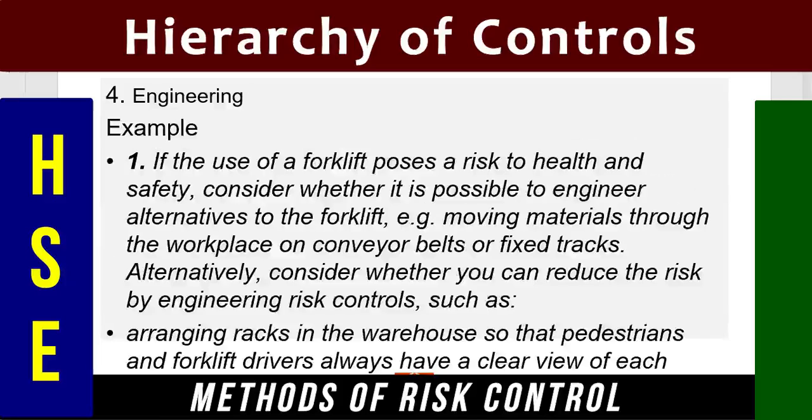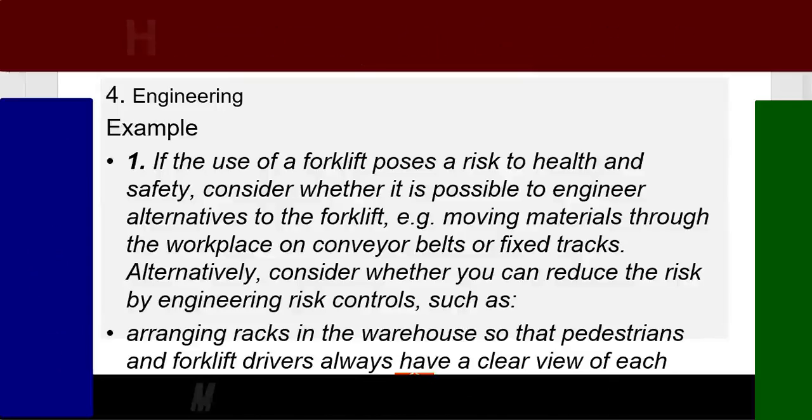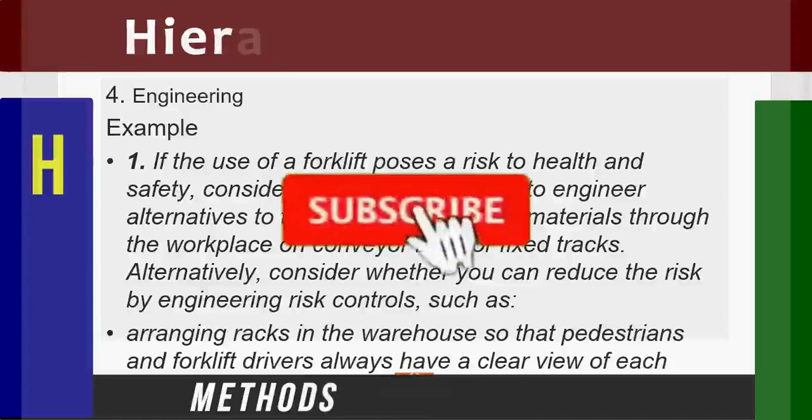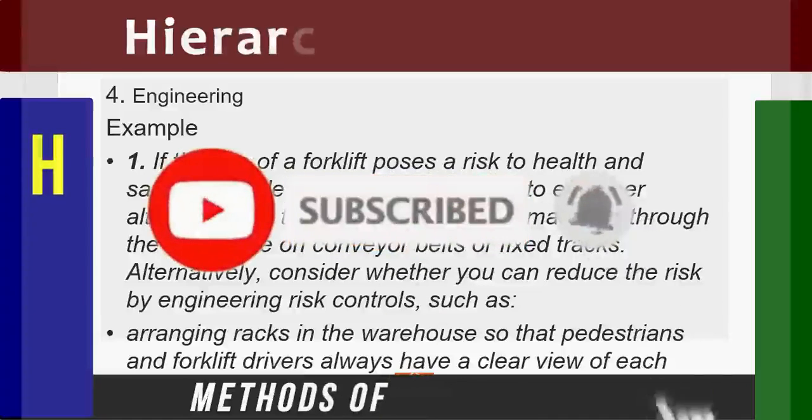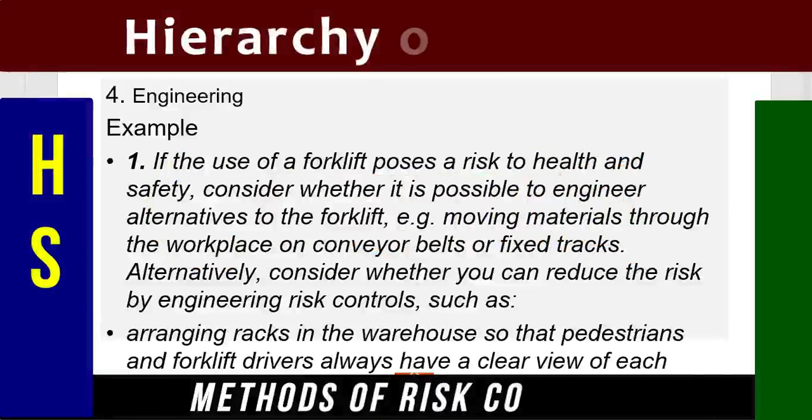If the use of a forklift truck poses a risk to health and safety, consider whether it is possible to engineer alternatives to the forklift. For example, moving materials through the workplace on conveyor belts or fixed tracks. Alternatively, consider whether you can reduce the risk by engineering risk controls such as arranging racks in the warehouse so that pedestrians and forklift drivers always have a clear view of each other.